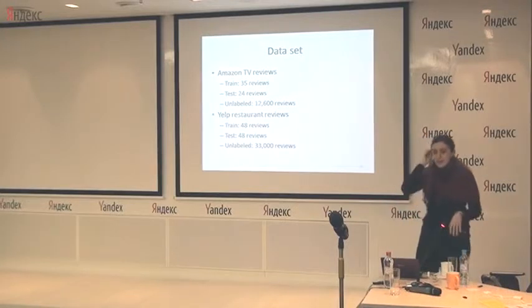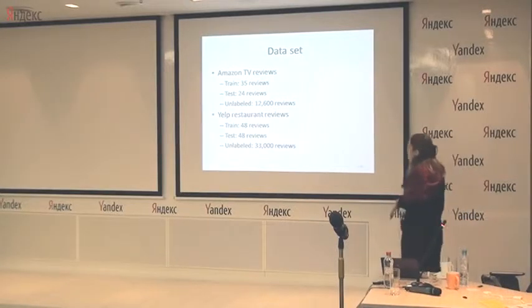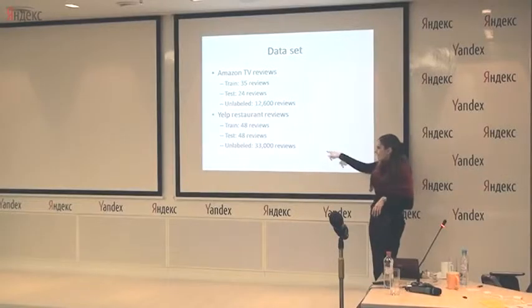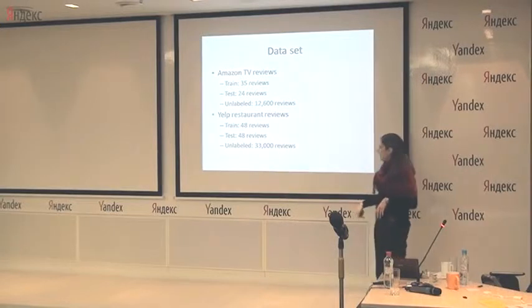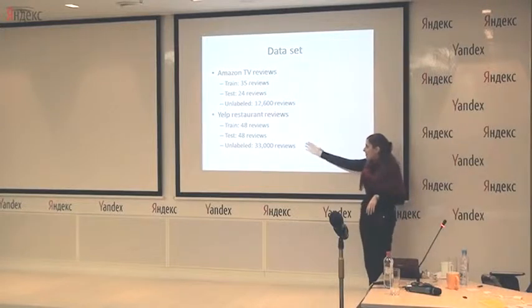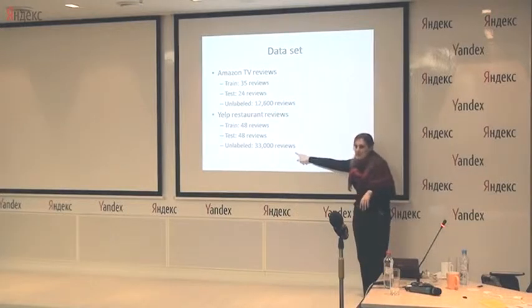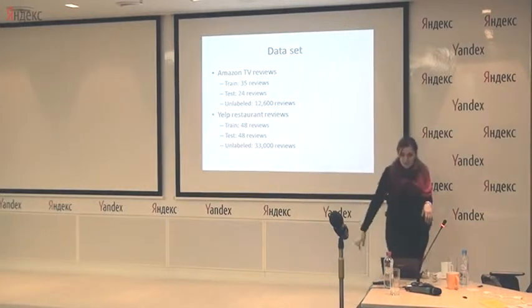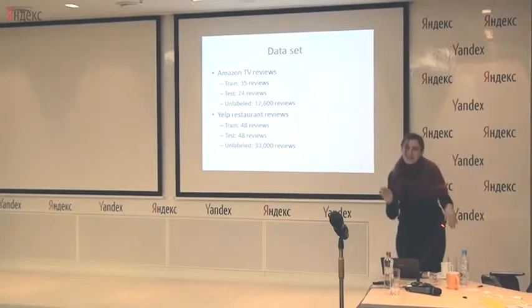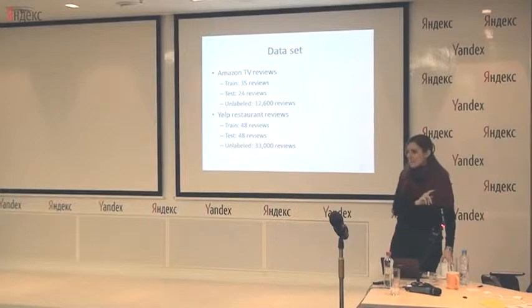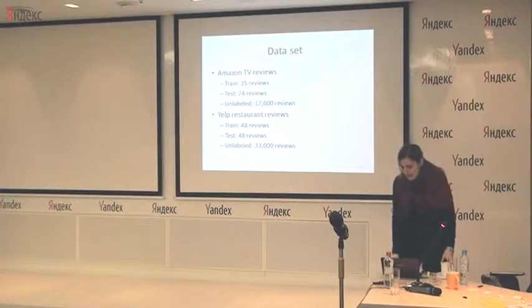The datasets that we use for this task are Amazon reviews and Yelp restaurant reviews. The system that is available online is about restaurants. As you can see, training is very small, and testing is 48 reviews. We have 33,000 unlabeled reviews. I'm afraid I don't remember the exact number, but I think we have hundreds of thousands of restaurants in our database that is available online, and people are using it.